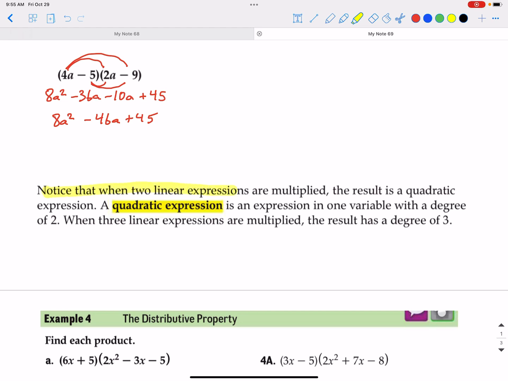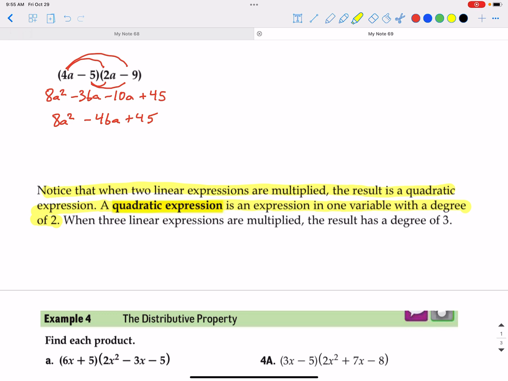Notice that when two linear expressions are multiplied, the result is a quadratic expression. A quadratic expression is an expression in one variable with a degree of 2. After we get done with this Algebra 1 review, we will cover an entire chapter that is nothing but quadratic expressions. They are very important. There's lots of real-world applications we can use for quadratic expressions, and so that's why we're spending a lot of time just studying how to get quadratic expressions.